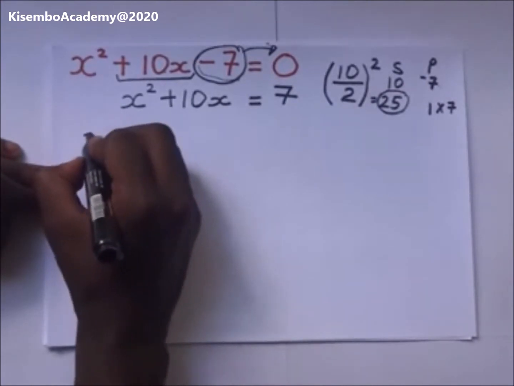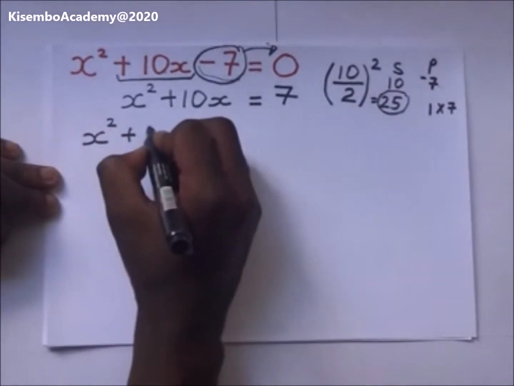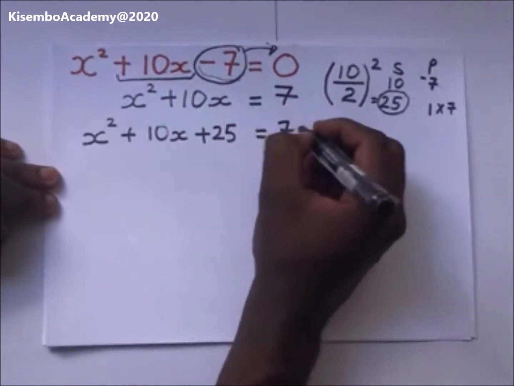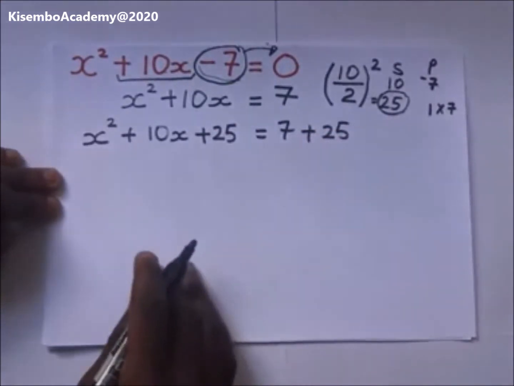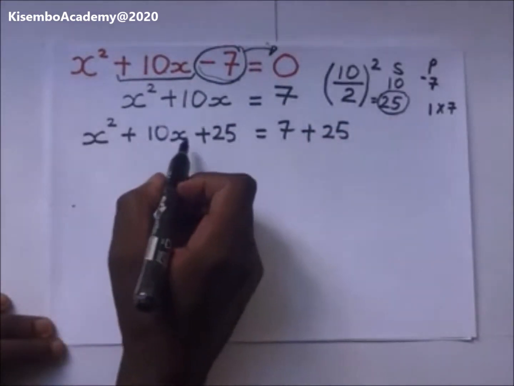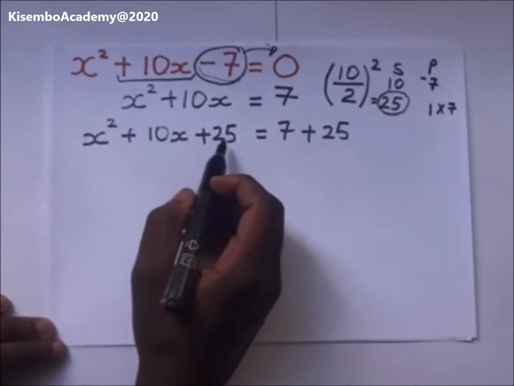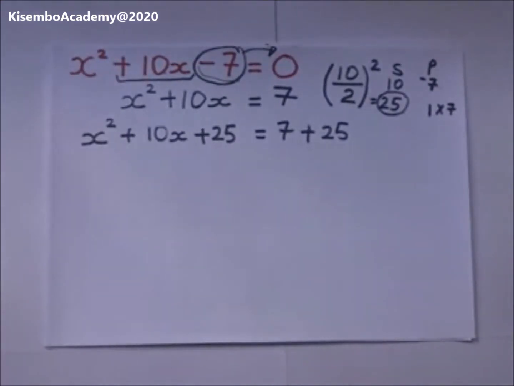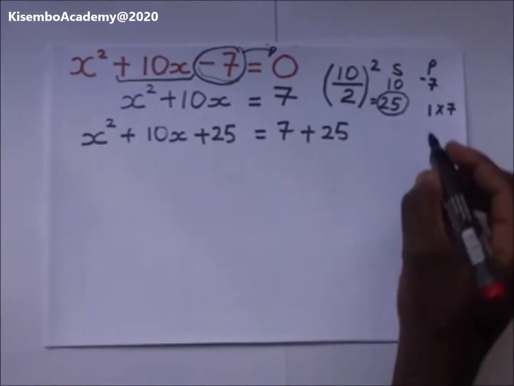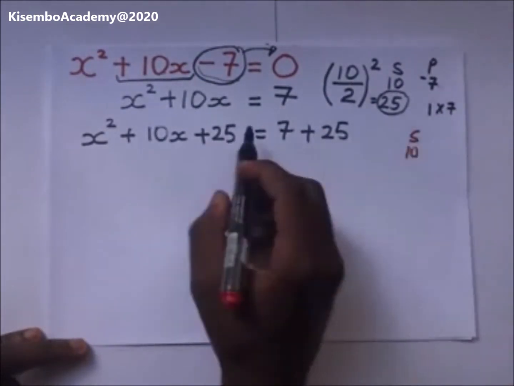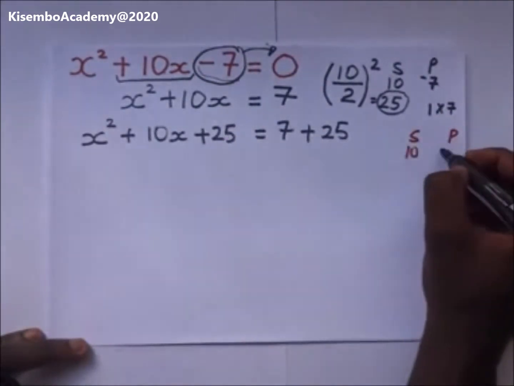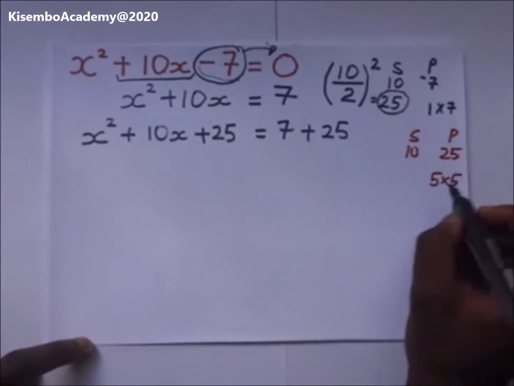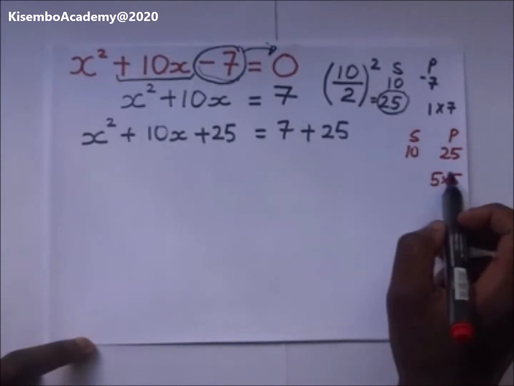So from this point we shall say it is going to be x squared plus 10x plus 25 is going to be equal to 7 plus 25. And then from there we realize that to factorize this expression, we need to look for two numbers giving us a sum of 10 and a product of 25. And of course the two numbers here are 5 and 5, because 5 times 5 is 25 and 5 plus 5 is 10.